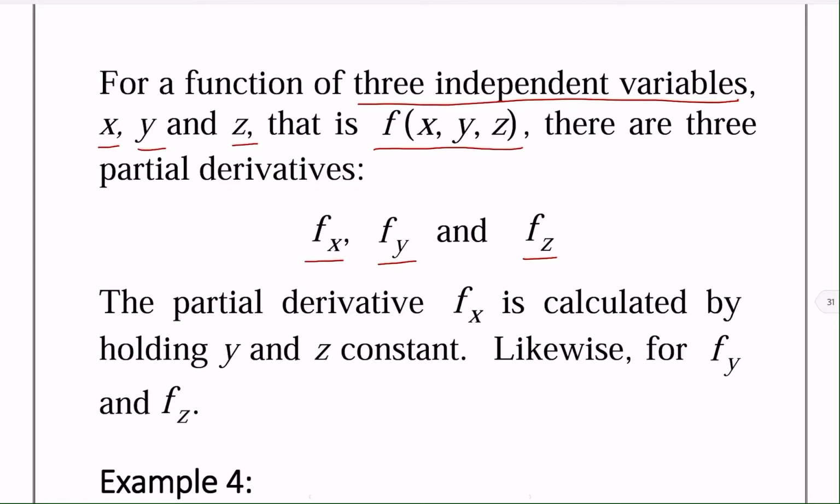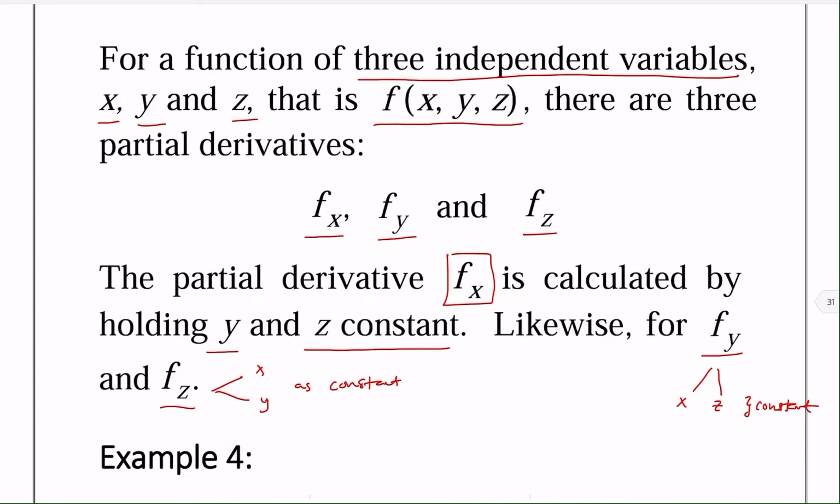If we want to find the partial derivative f_x, we calculate it by holding y and z as constants. Same for f_y, we will hold x and z as constants. For f_z, we will hold x and y as constants. Now let's look at the example here.